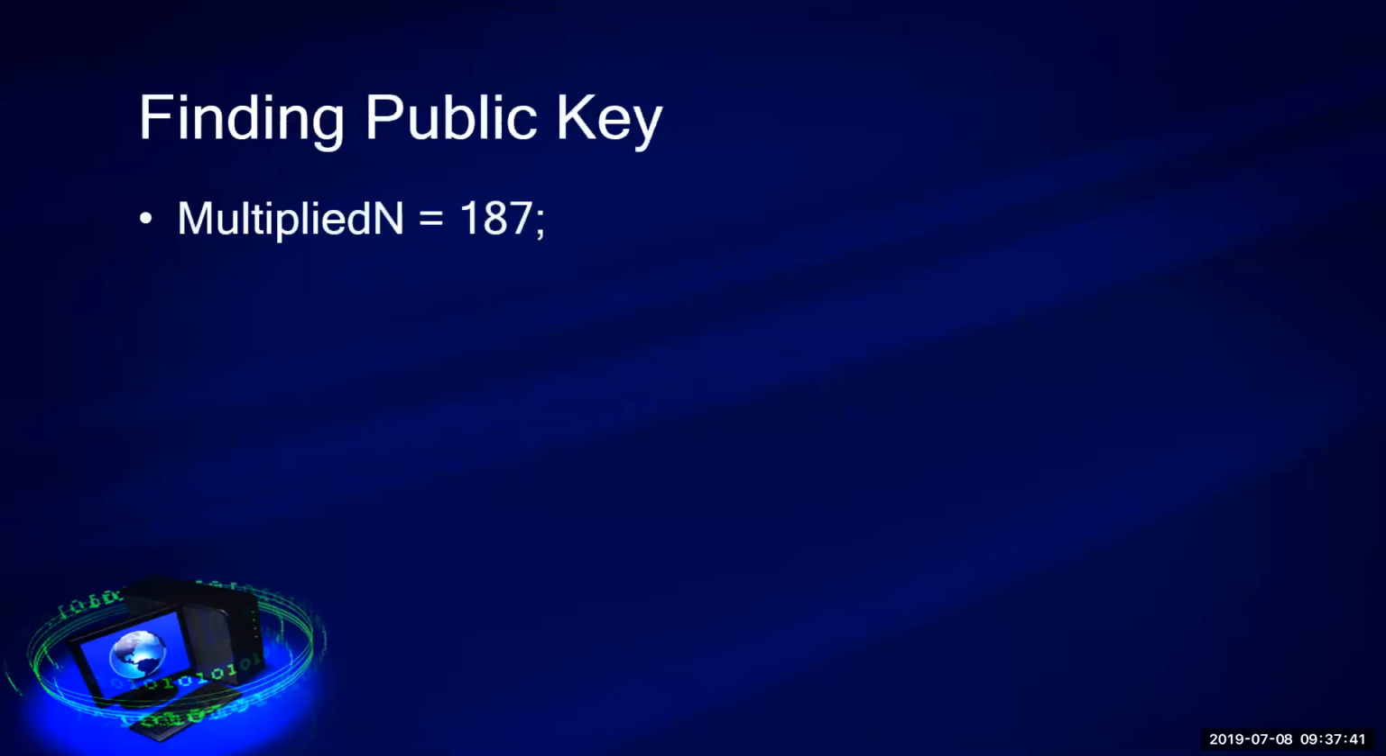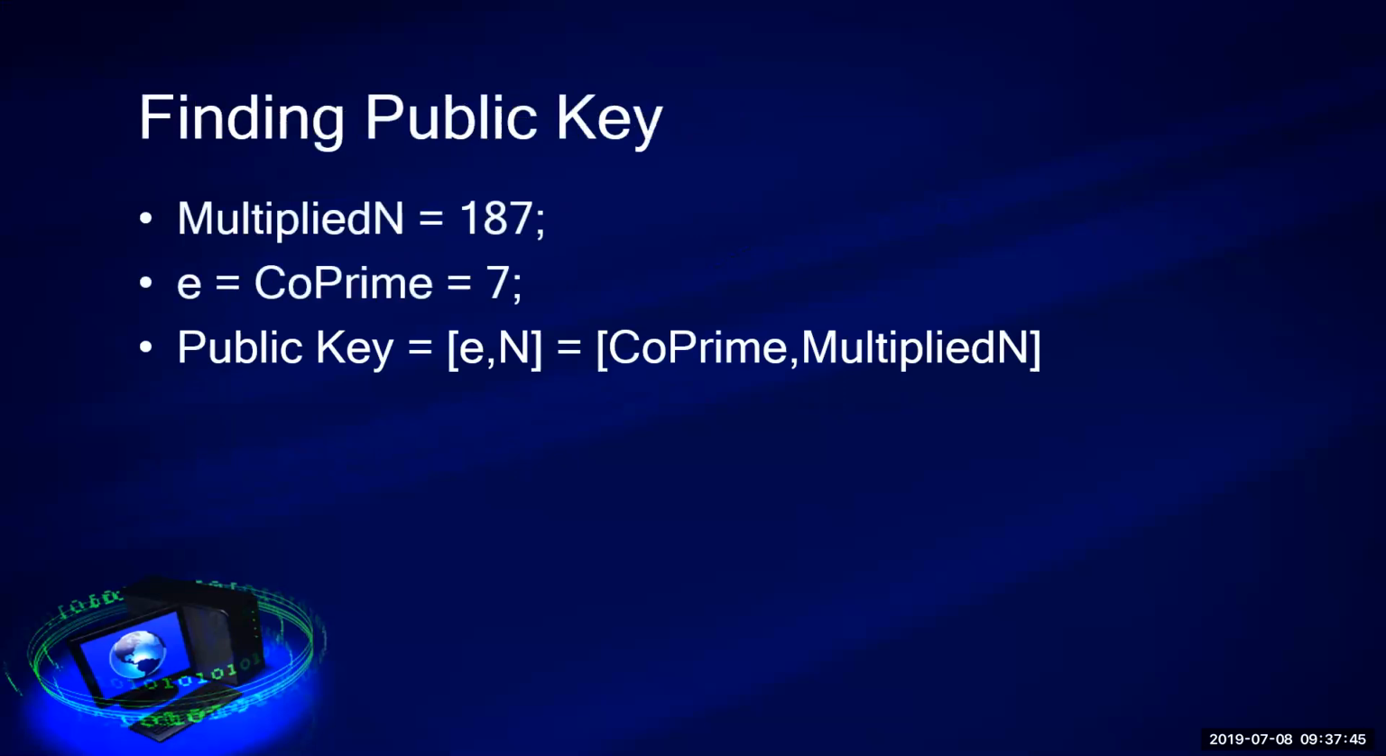So finding the public key, we need 2 variables to be able to meet this. So we've got E and n, coprime and multiplied n, and we get 7, 187.